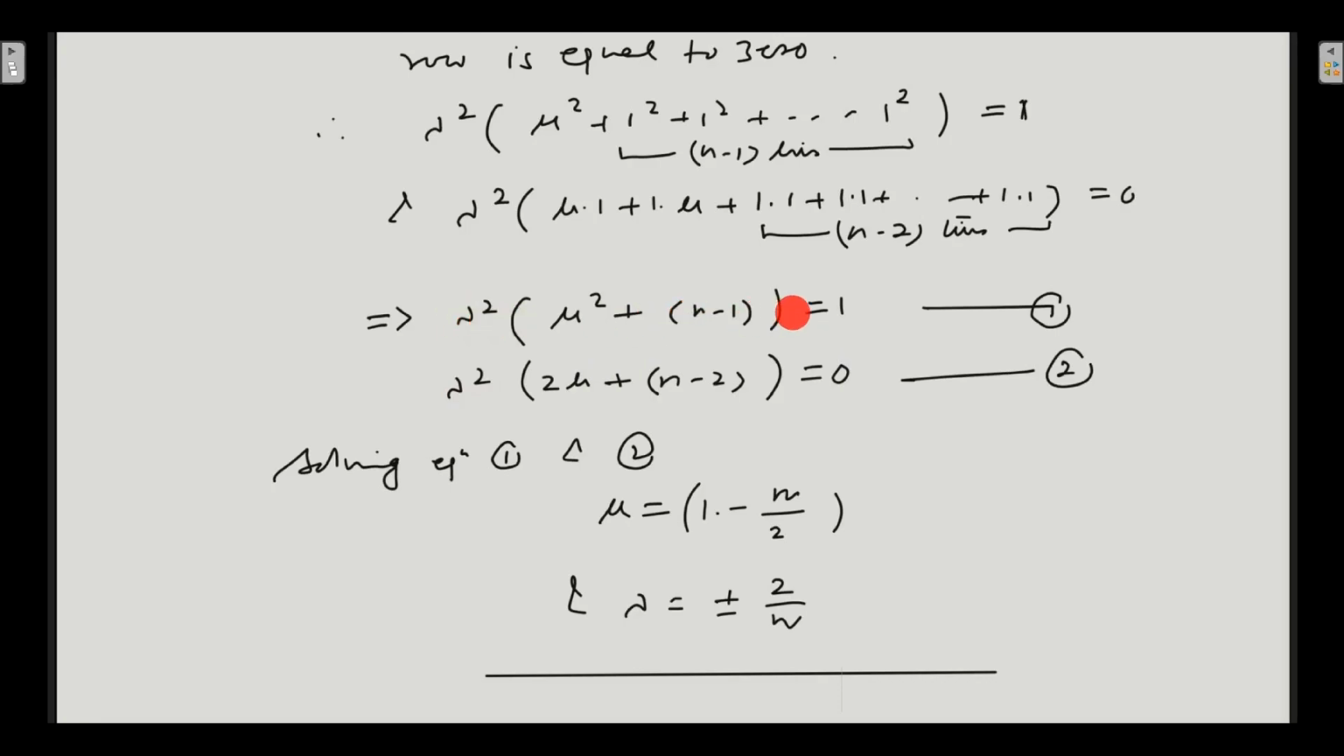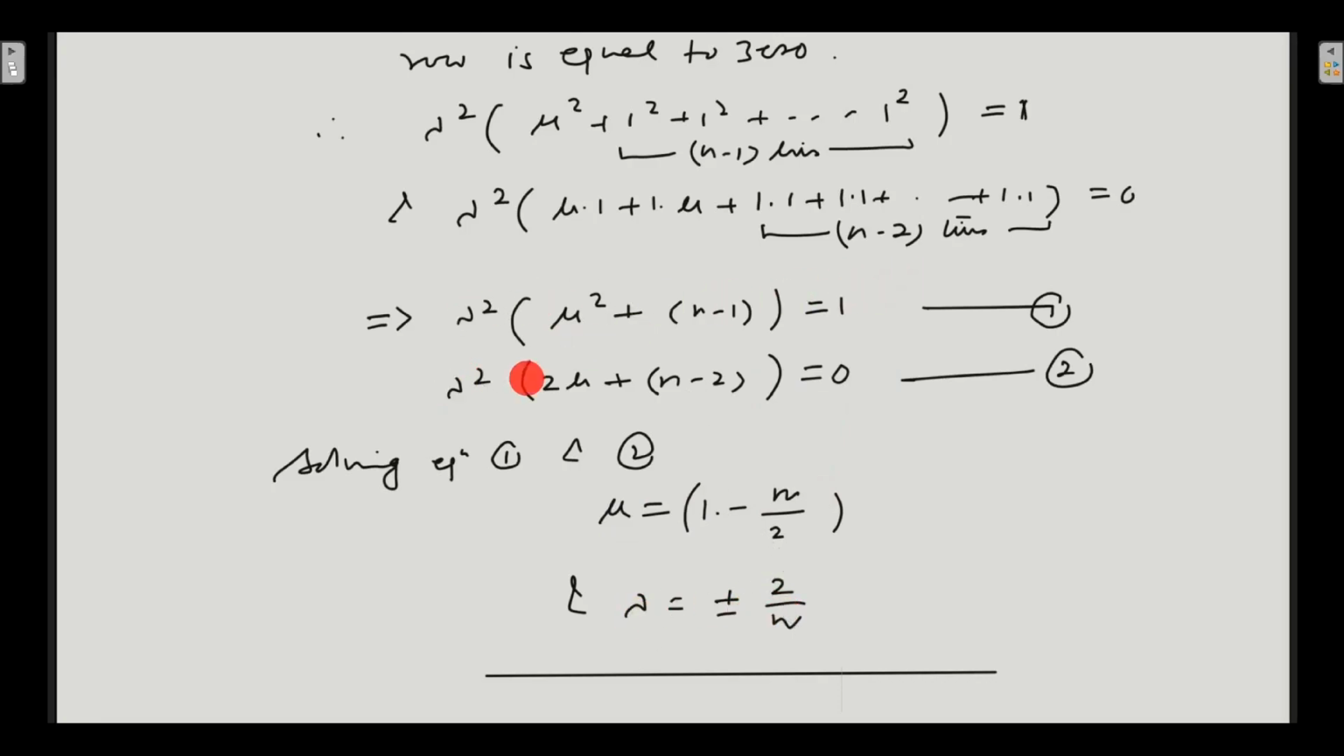We have already solved these two equations in the previous lecture. If you want to have a look at how to solve these two equations, then you should look at the previous lectures. So solving equations 1 and 2, you get mu is equal to 1 minus n by 2 and lambda is equal to plus minus 2 by n.